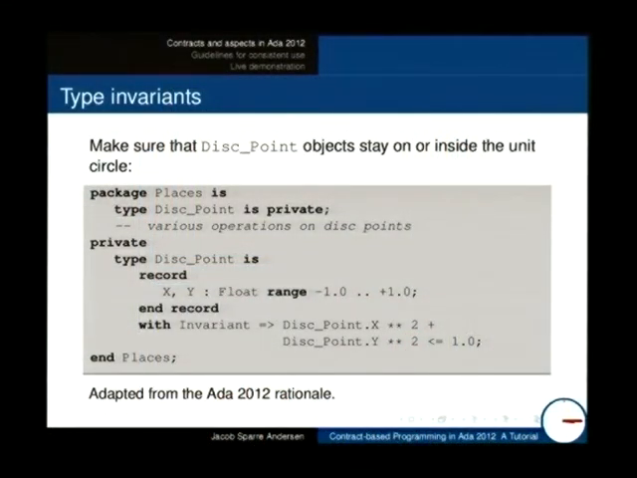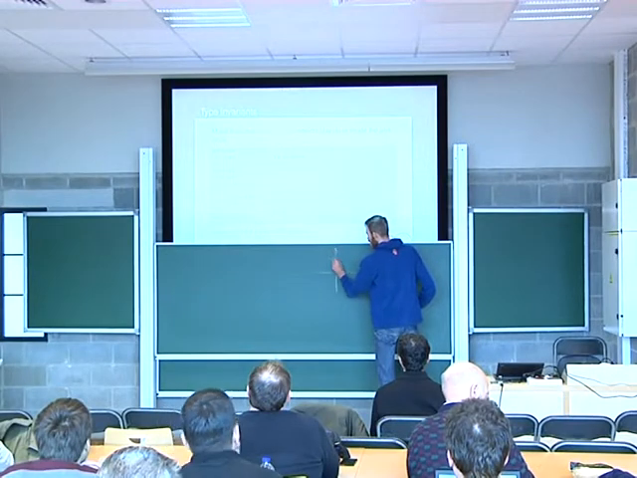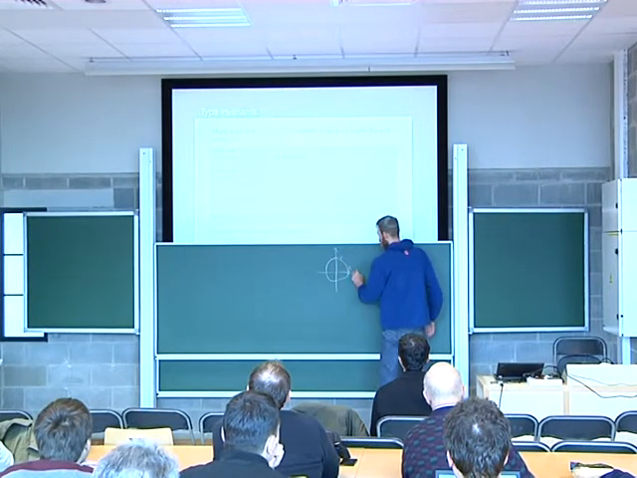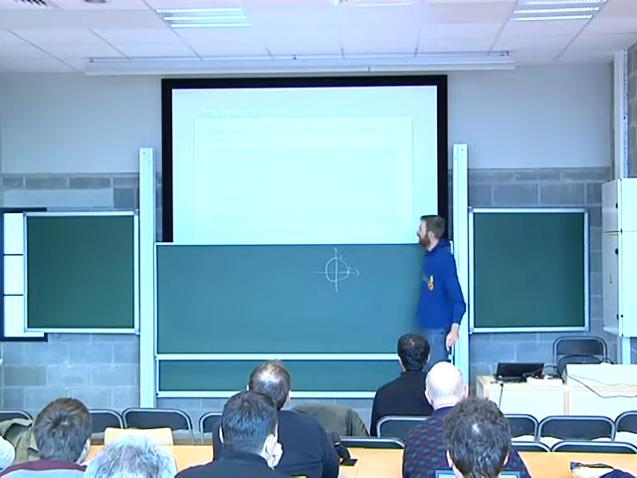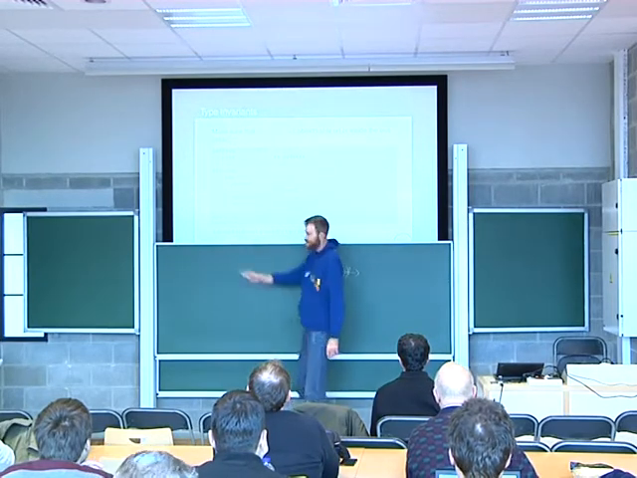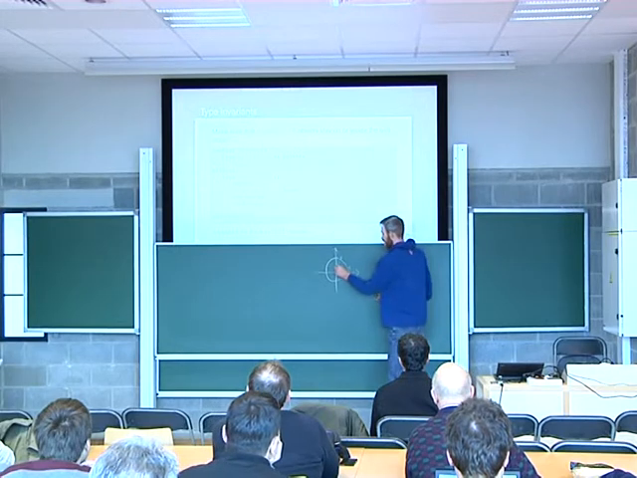Type invariants. This is an example I've adapted from the Ada 2012 rationale. Imagine you want to have a type able to represent points on the unit disk. I was a mathematician once. Points in the disk. We can start by just saying, well, we do it in rectangular coordinates.